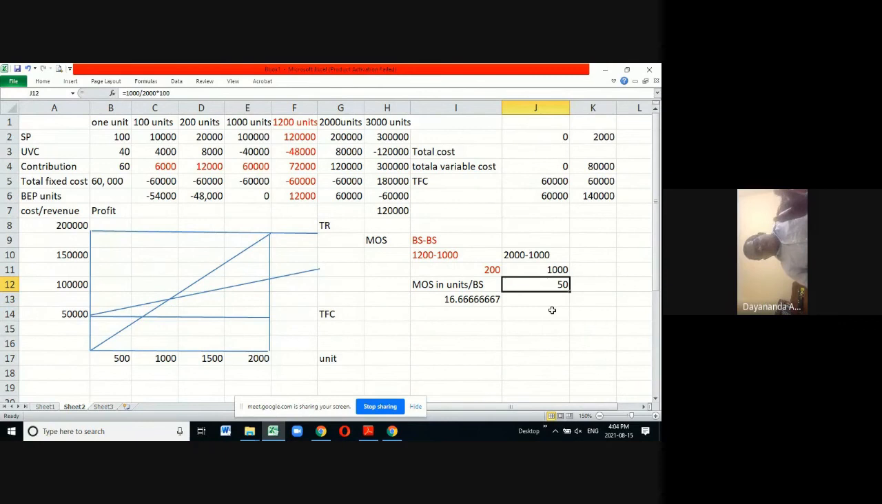So you see the difference. Margin of safety here is 16% if budgeted sales are 1,200. If budgeted sales are 2,000, margin of safety is 50%.